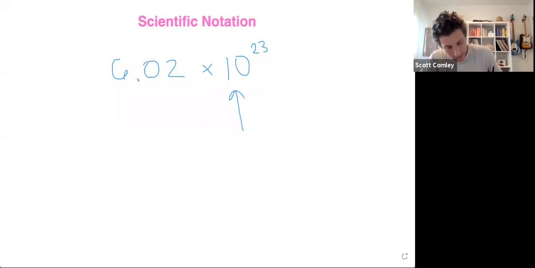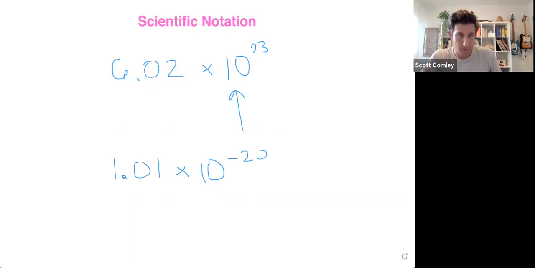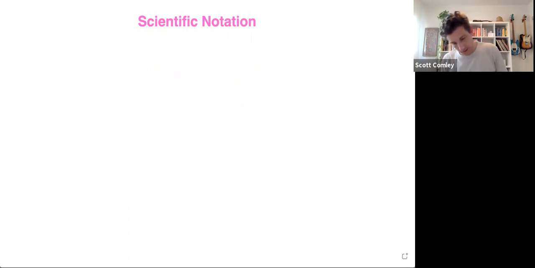So this is an example of a really, really big number, but we also have really, really small numbers, like 1.01 times 10 to the negative 20th. Negative exponents mean the number gets smaller, so it would move the decimal 20 times to the left.